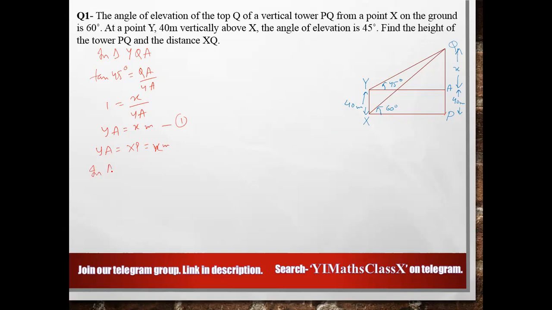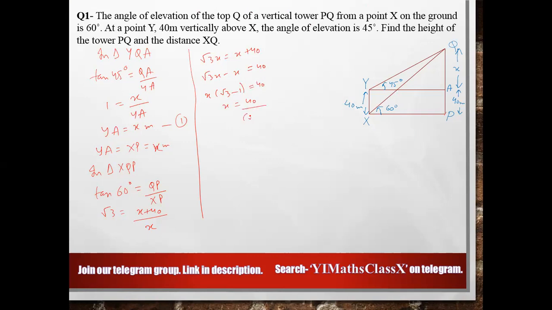Now I take triangle XQP and apply the trigonometric ratio. Tan 60 degrees will be equal to QP upon XP. Now, tan 60 is root 3, and the QP distance is the sum of QA and AP. That means x plus 40, not degrees, meters. And XP is x. So from here I can solve this. Root 3 x is equal to x plus 40. So root 3 x minus x is equal to 40. Take x common, you get x times root 3 minus 1 is equal to 40. Or x is equal to 40 upon root 3 minus 1. This, in meters, is my value of x.